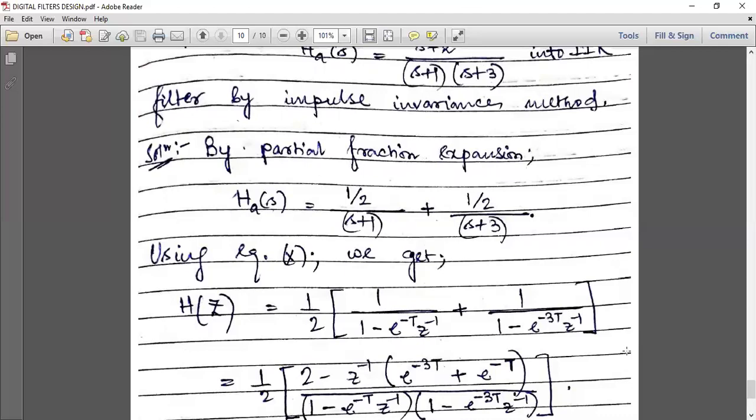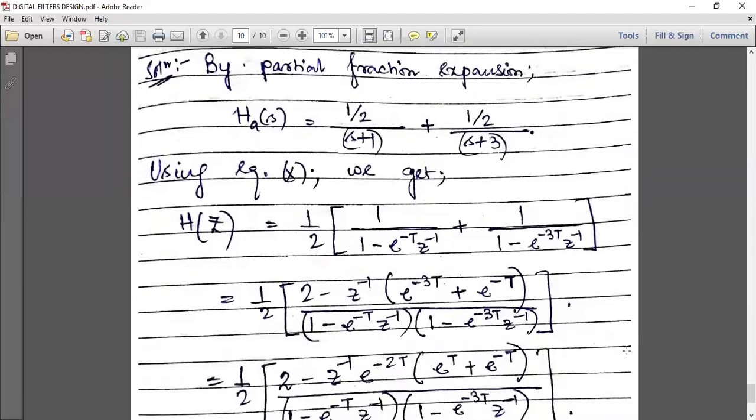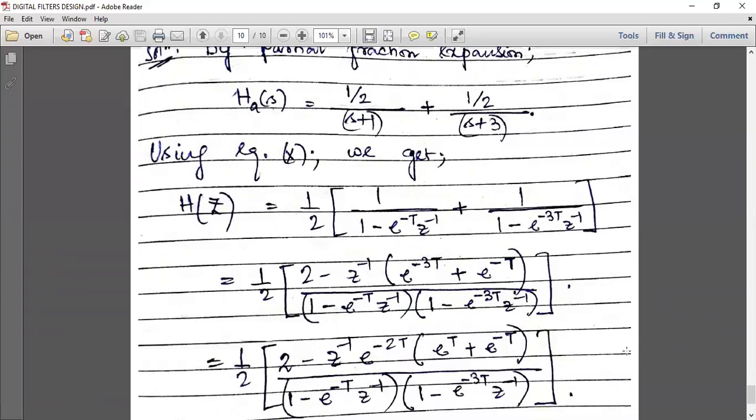Clear? Now I have simplified it some more, and you see half into 2 minus z inverse of e to the power minus 3t plus e to the power minus t. I have taken the LCM basically. Then in the third step, half into 2 minus z inverse into e to the power minus 3t plus e to the power minus t, I have taken e to the power minus 2t common. So it comes out as e to the power t plus e to the power minus t inside. So the denominator is the same.